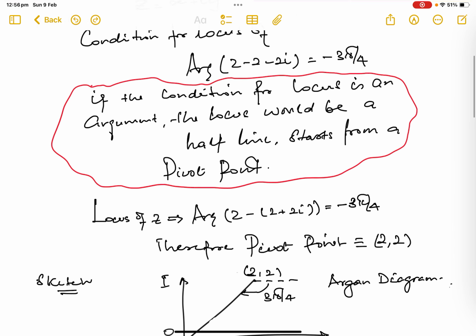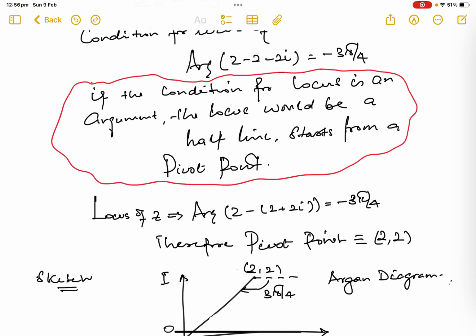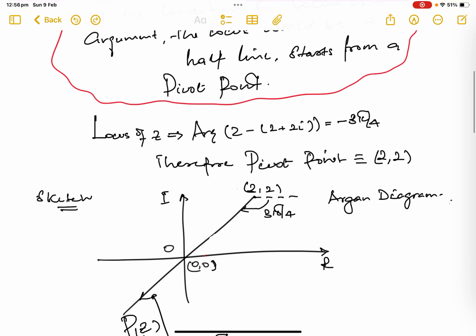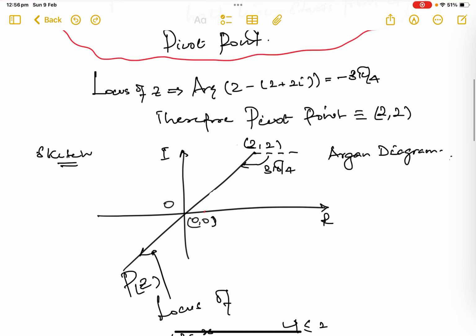So, right, the locus of z is argument of z minus, I just rewrote it, z minus inside a bracket 2 plus 2i, just to find the pivot point or starting point, equals minus 3 pi over 4. So from that, we can identify the pivot point. The pivot point is 2 plus 2i. So the real part is 2, the imaginary part is 2.